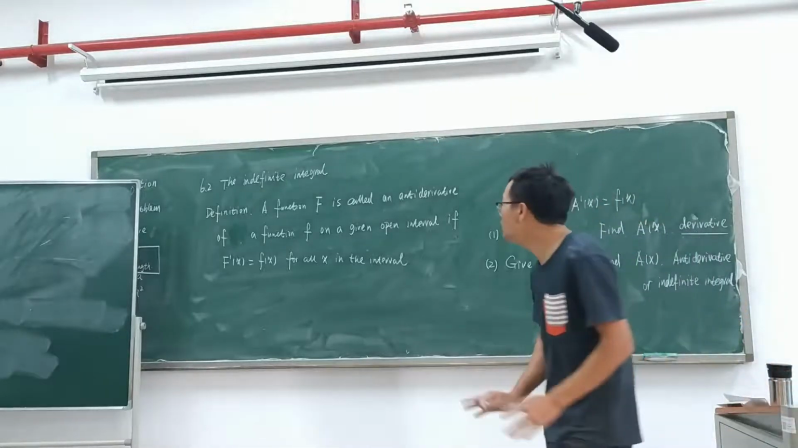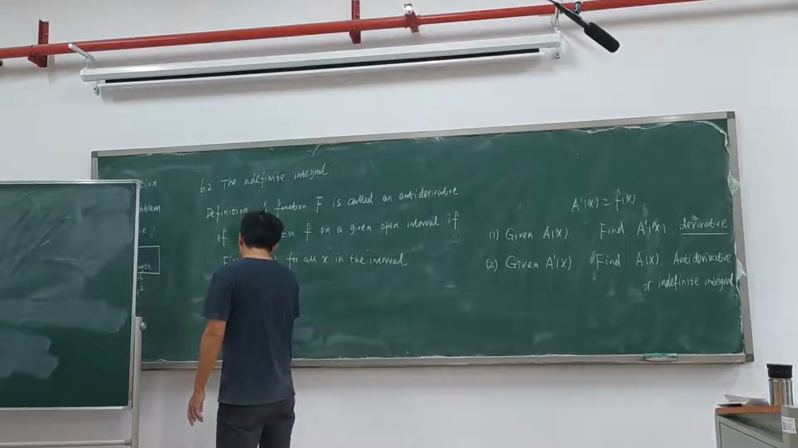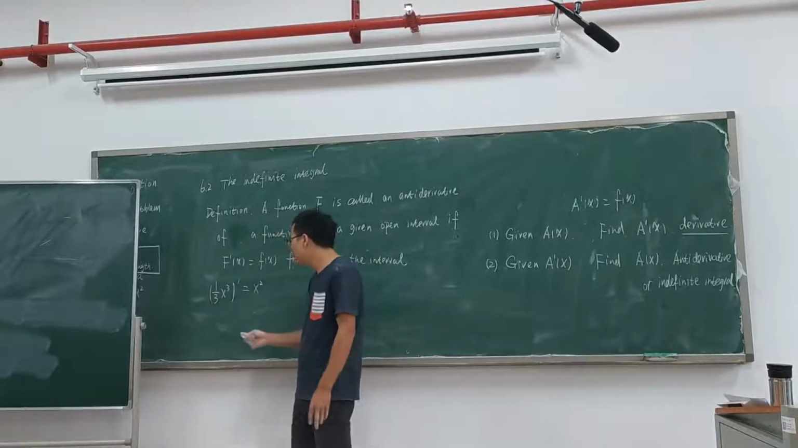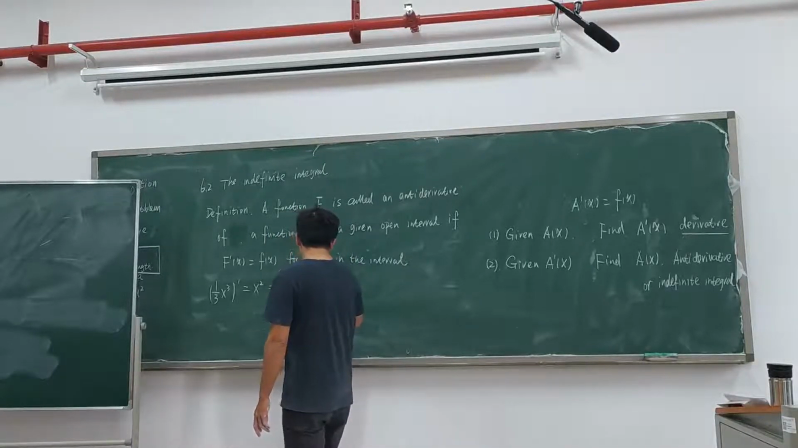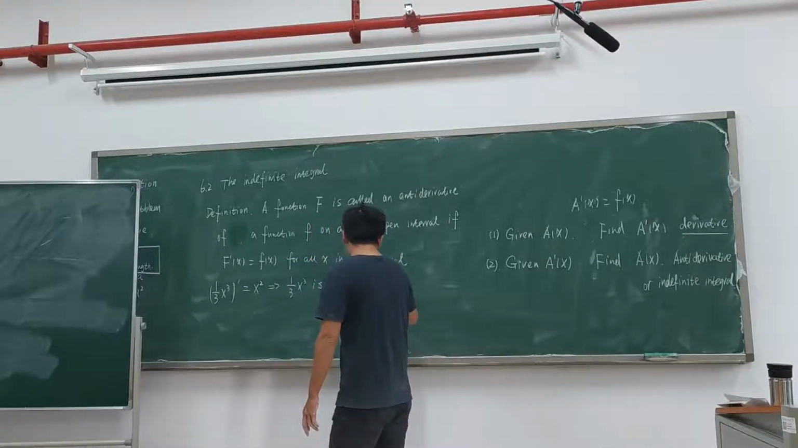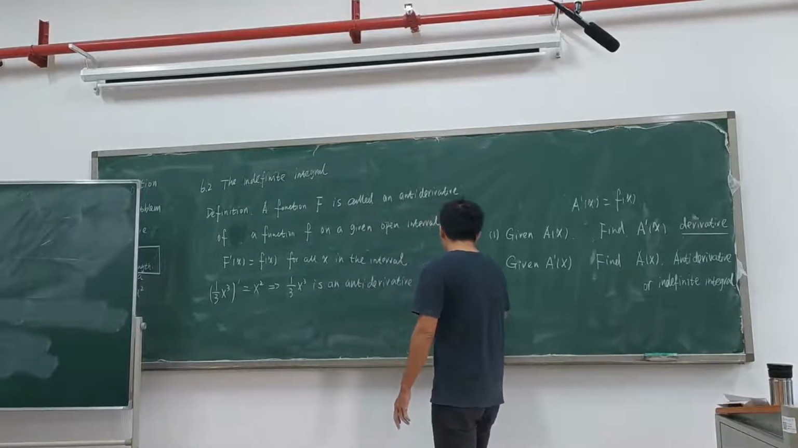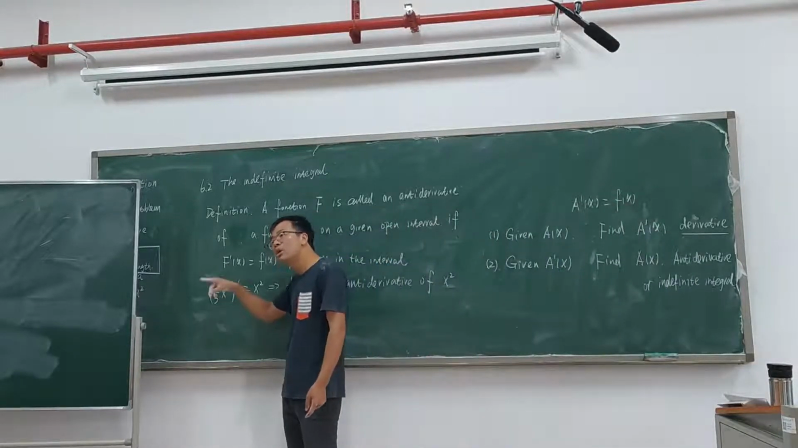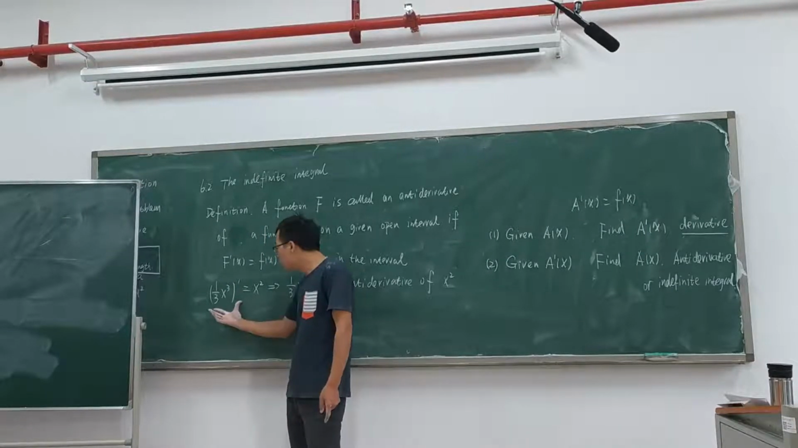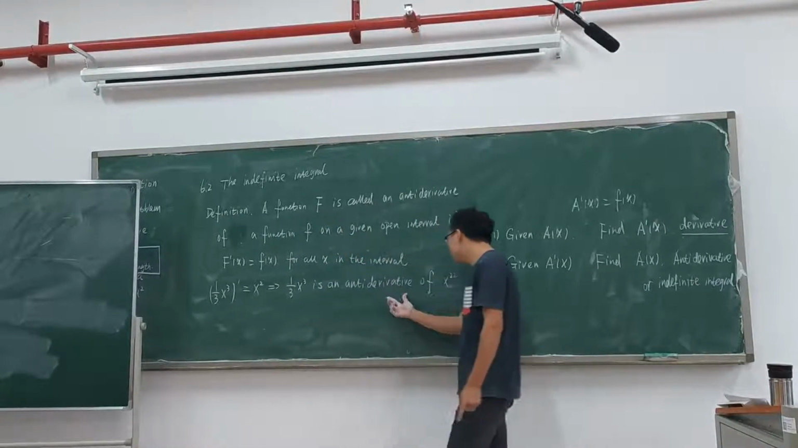So here is an easy example. The derivative of 1/3 x cubed equals x squared. So 1/3 x cubed is an antiderivative of x squared, because its derivative equals x squared.